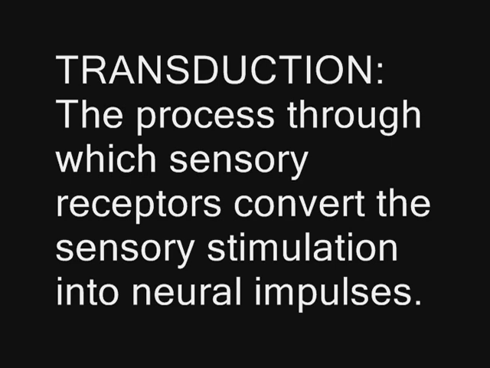Now, of course, we know that our sense organs are our eyes, our nose, our tongue, our ears, and our skin. And they all act as transducers. They transfer the sensory stimuli into neural impulses. We actually have sensation in the brain.